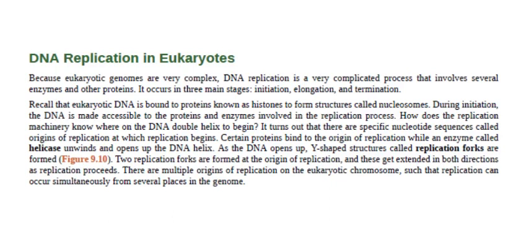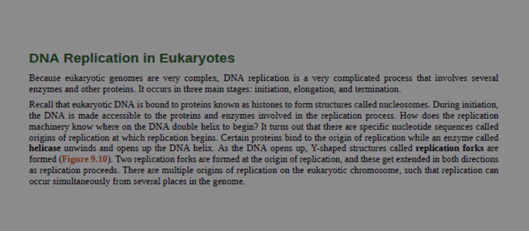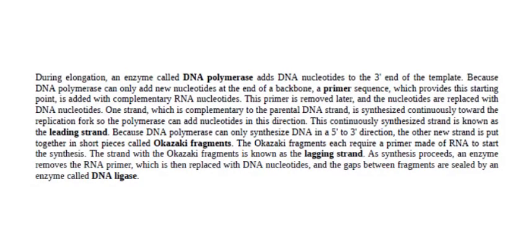There are multiple origins of replication on the eukaryotic chromosome, such that replication can occur simultaneously from several places in the genome. During elongation, an enzyme called DNA polymerase adds DNA nucleotides to the 3' end of the template. Because DNA polymerase can only add new nucleotides at the end of a backbone, a primer sequence, which provides this starting point, is added with complementary RNA nucleotides. This primer is removed later, and the nucleotides are replaced with DNA nucleotides.